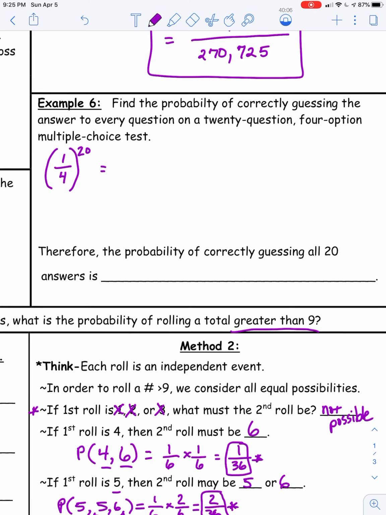It gave me a number that looks like this. Here's the chances. If you just guess on a 20 question multiple choice test, your chances of getting them all right are like unbelievably small. So let's see here. It's 1,099,511,627,776. That is your chances of doing well.